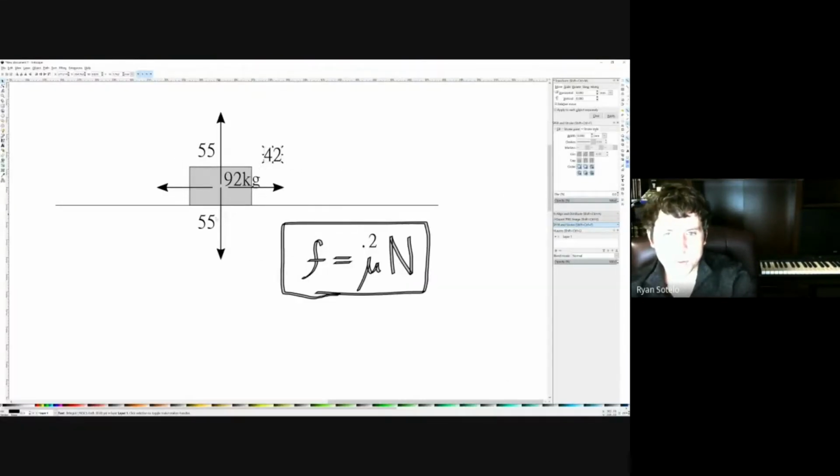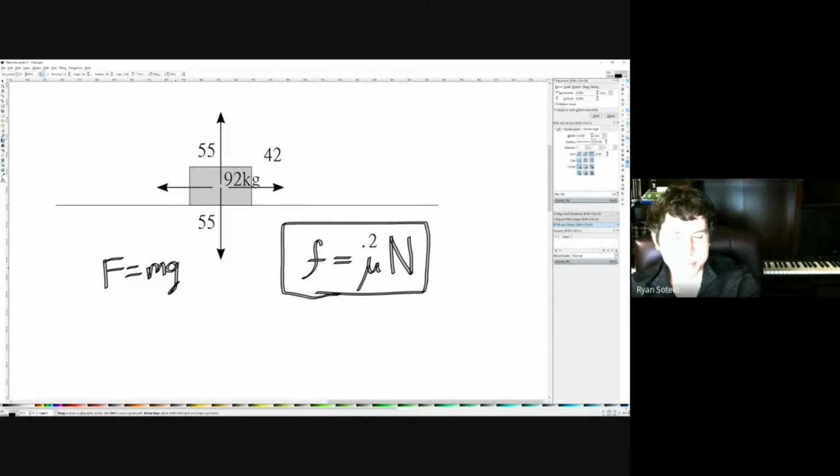All right, so these are not 55. We have to figure out what they are. It'll be from the weight equation: F equals mass times the acceleration due to gravity, which we usually use as 9.8. So 92 times 9.8. Anybody have that?